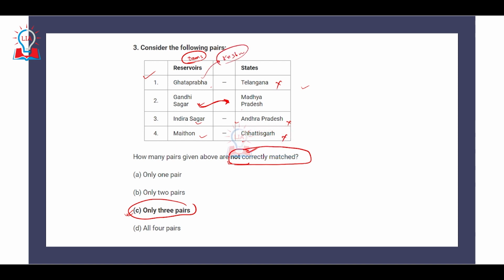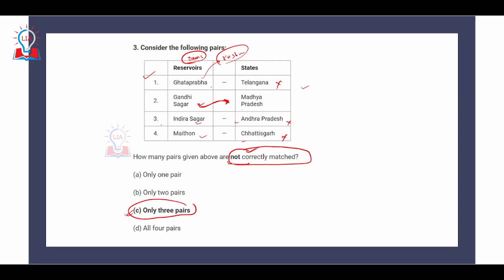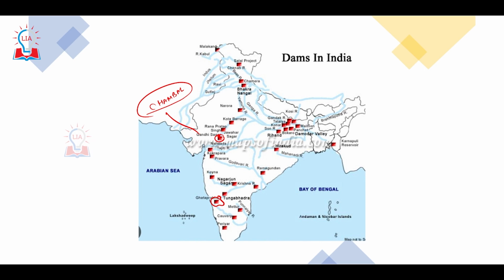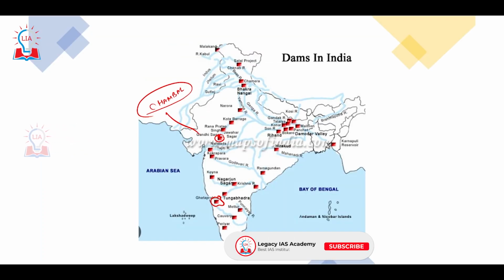Second, we talk about Gandhi Sagar Dam. Gandhi Sagar Dam, as we can see, is situated in the state of Madhya Pradesh on the river Chambal, which is a major tributary of river Yamuna. Third is Indira Sagar Dam. Indira Sagar Dam also, as you can see, is not situated in the state of Andhra Pradesh. Indira Sagar Dam is also situated in the state of Madhya Pradesh, on the river Narmada.